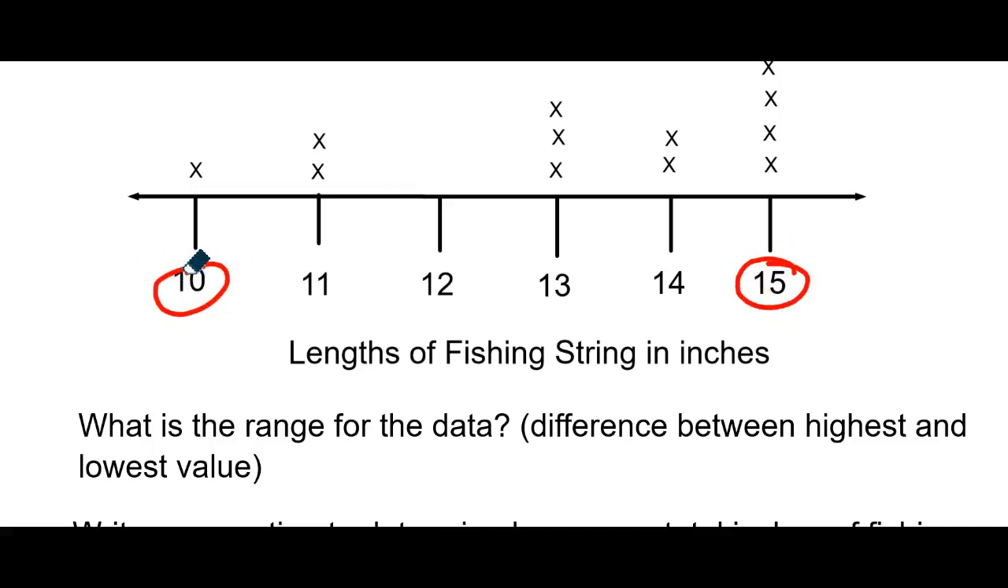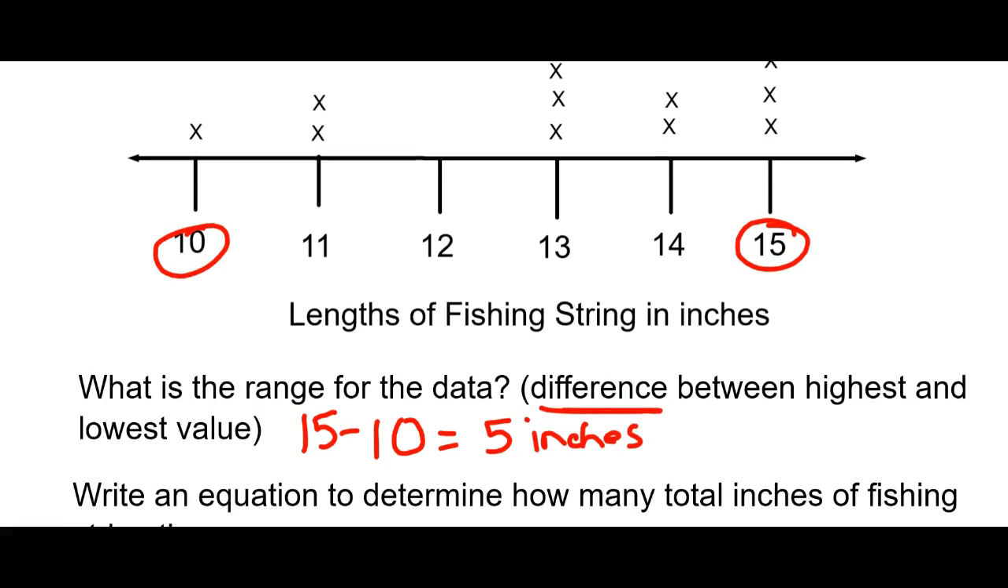In order to find the range, or the difference between those two, we're going to subtract. So 15 minus 10 gives us a range of 5 inches. The difference between the shortest amount of string and the longest amount of string is 5 inches. And you'll notice that's the range along our number scale too. There it is, a difference of 5 between the lowest and the highest value on that number line.